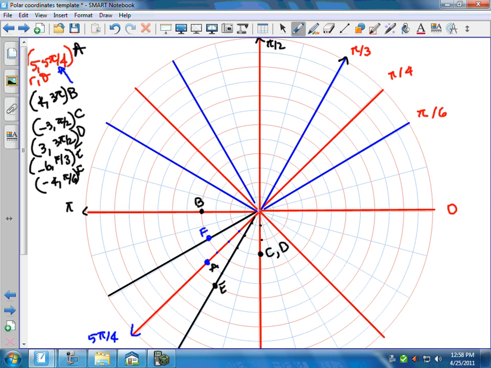Okay, here's my other question. Can you give me another point that can be used to represent the point F? Instead of using negative 4 comma pi over 6, what else can we use? For example, give me something else for the point F that starts with the point 4. 4 comma what?